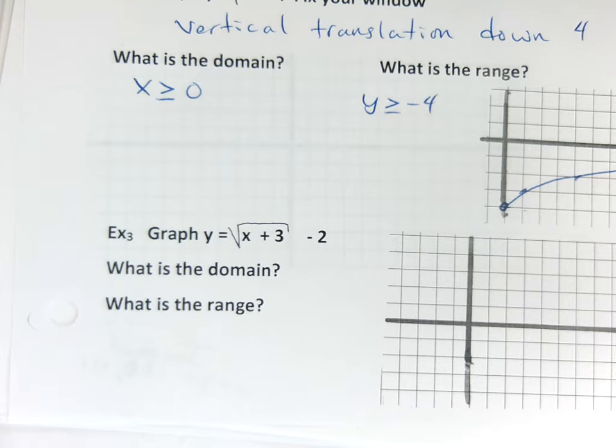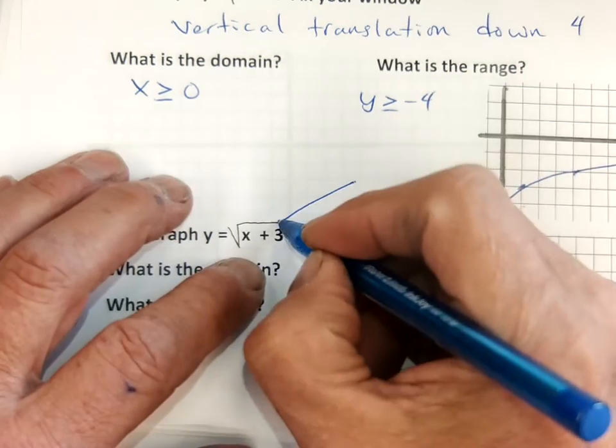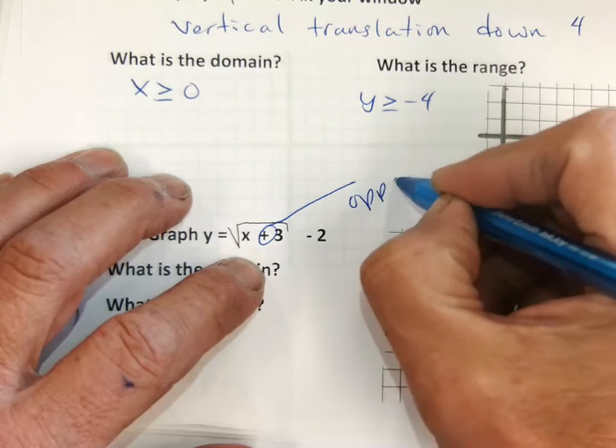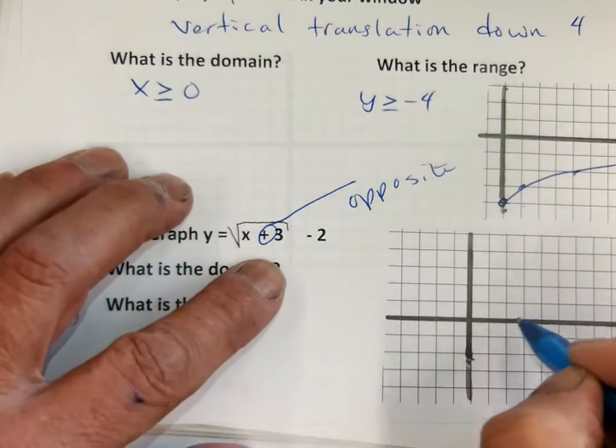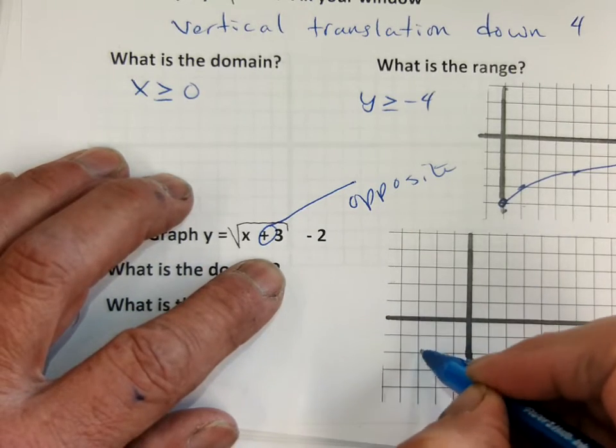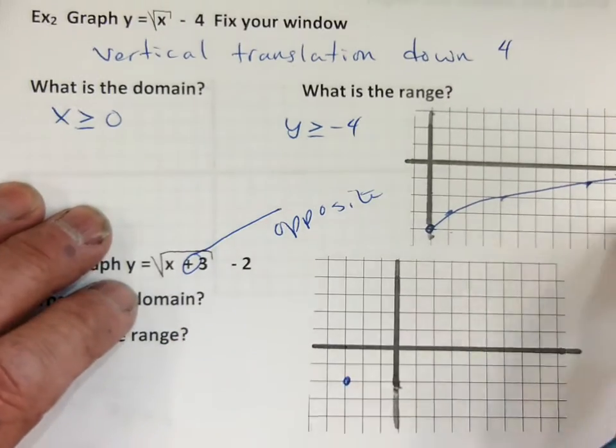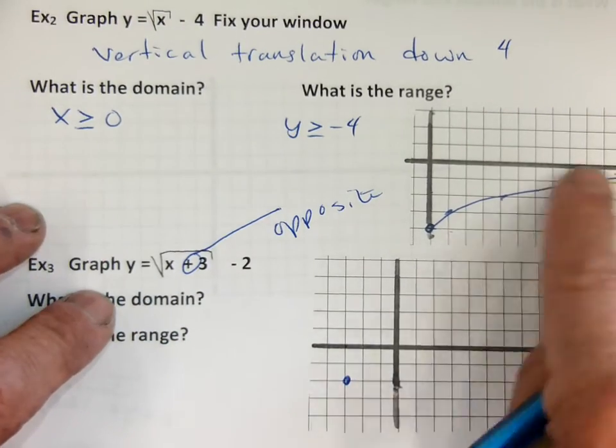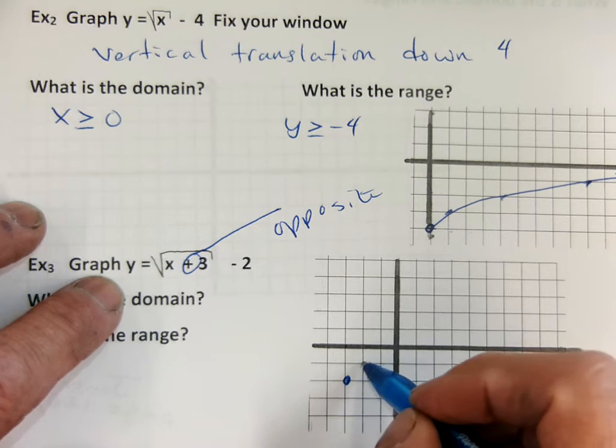So I'm going to go to the left 3 and down 2. So I'm going to take our graph, and we're going to go to the left 3 and down 2, right? So we're going to go opposite. Remember, it's the opposite. So I'm going to go 3, 2. Let's take this graph, take the parent function, and put it right there.